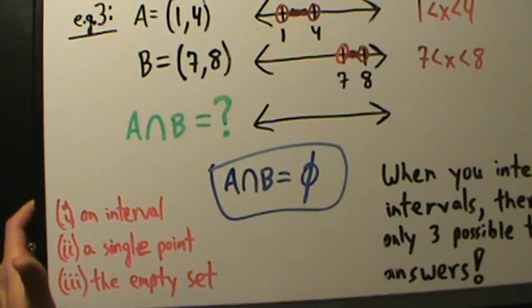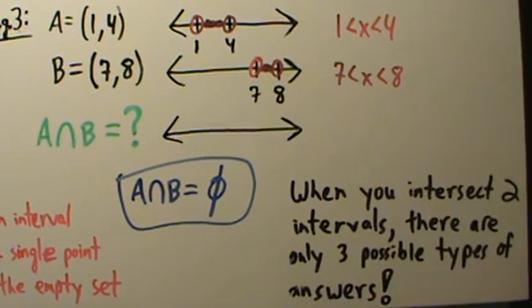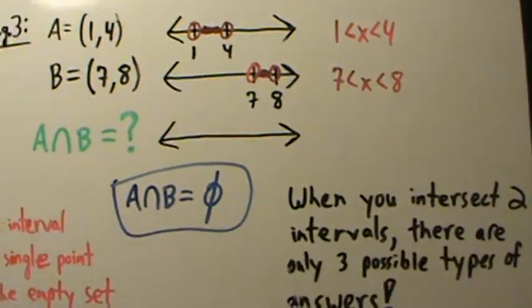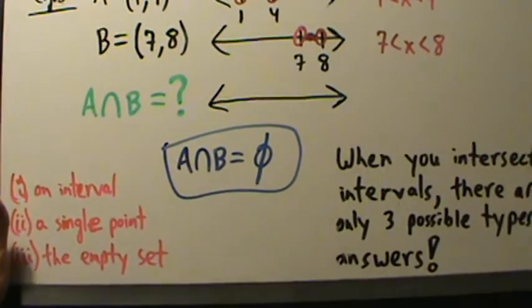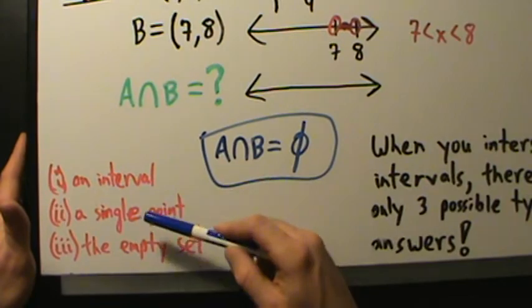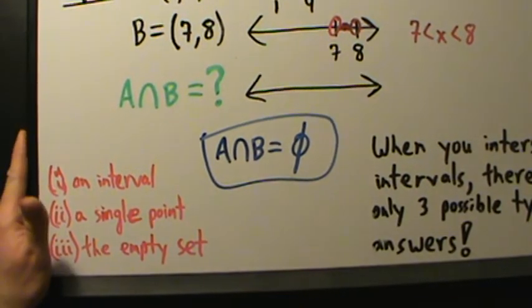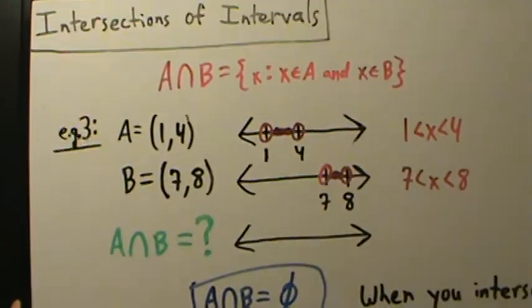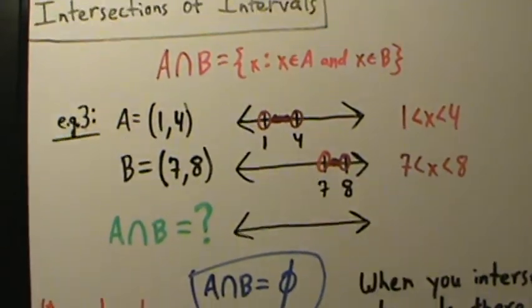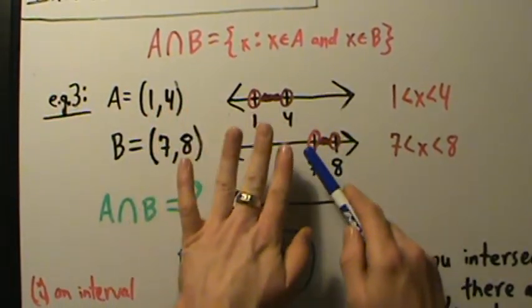So when you intersect two intervals, or more intervals, but you can always think of them as intersecting 2 at a time, we talked about that, that's one of the properties also. Anyway, when you do that, you're only going to get one of these 3 things: an interval, a single point, or the empty set. So that's example 3 with intersections of intervals. And this is an example where the answer is the empty set, because there's no overlap here.